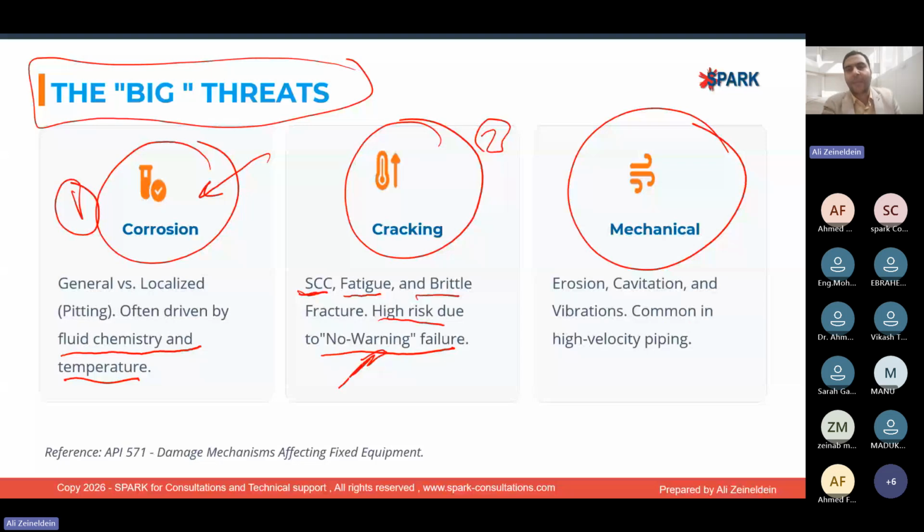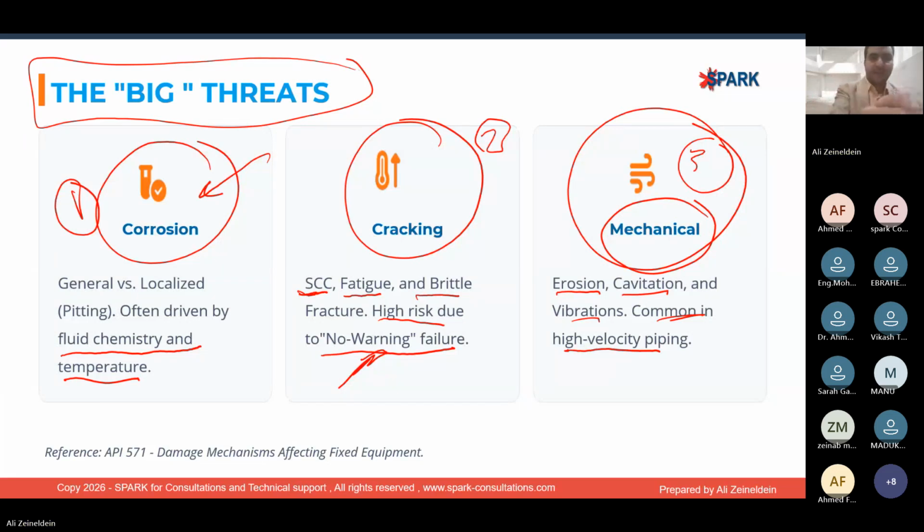The third one is the mechanical threat, for example, erosion, cavitation, and vibration, the most popular examples. This most commonly occurs in high velocity piping. So here we are focusing on the three big threats.